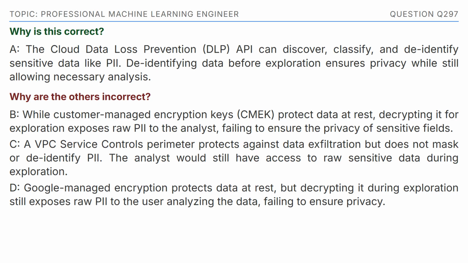Why are the others incorrect? B. While Customer Managed Encryption Keys (CMEK) protect data at rest, decrypting it for exploration exposes raw PII to the analyst, failing to ensure the privacy of sensitive fields. C. A VPC service controls perimeter protects against data exfiltration but does not mask or de-identify PII. The analyst would still have access to raw sensitive data during exploration. D. Google Managed Encryption protects data at rest, but decrypting it during exploration still exposes raw PII to the user analyzing the data, failing to ensure privacy.